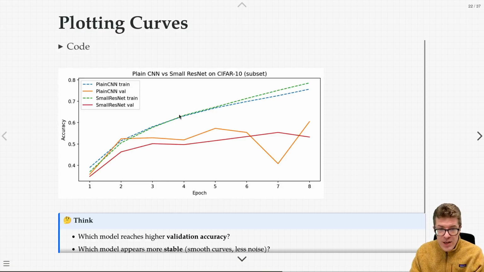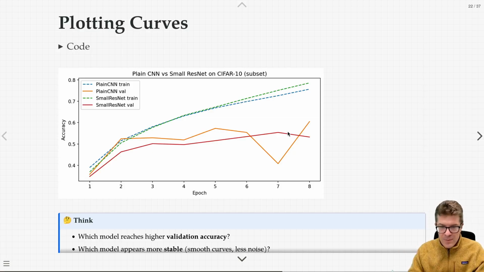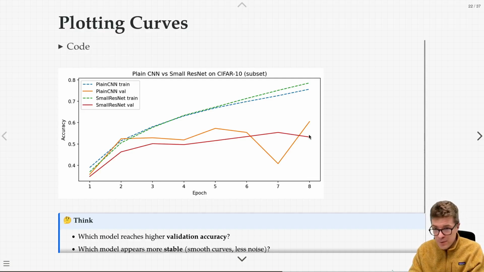This is just a visualization of what we were looking at before. The blue and orange are the plain CNN stack of blocks, and the green and red are my ResNet, for training and validation respectively. Training is better for both my plain CNN baseline and my small ResNet, and it's better than validation, which is normal. The extent to which it's different might be a sign of overfitting, which seems to be happening for both of our models, not just the small ResNet.